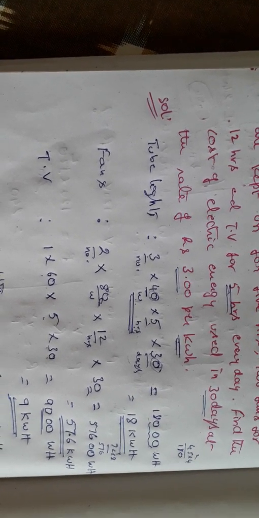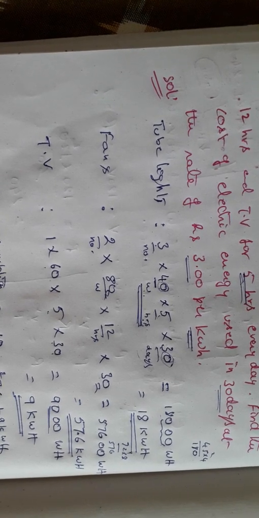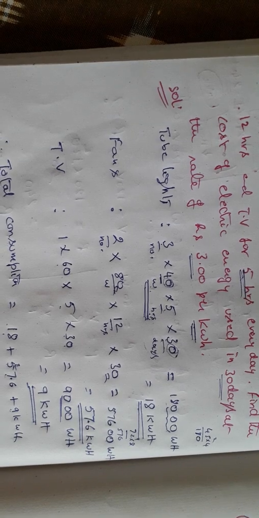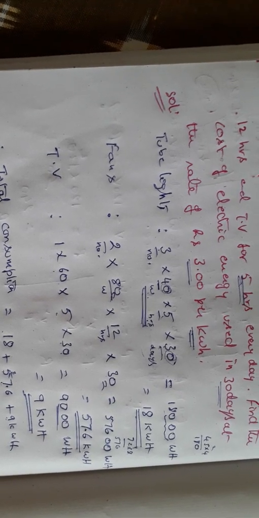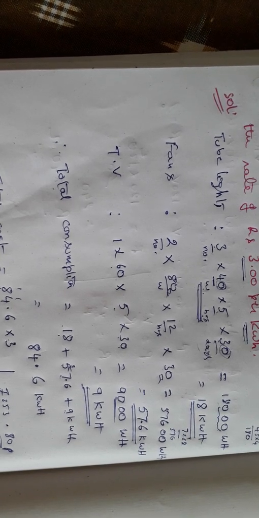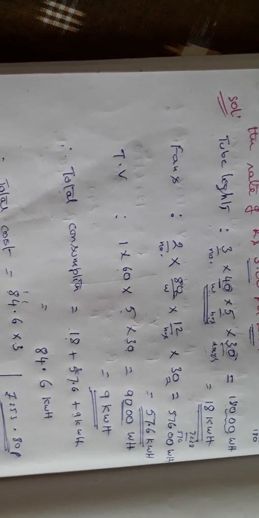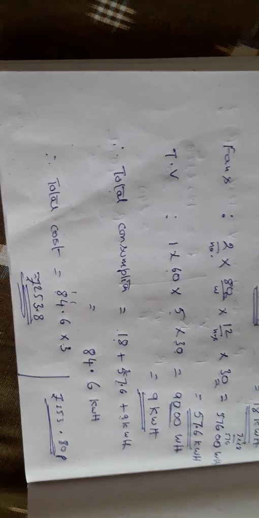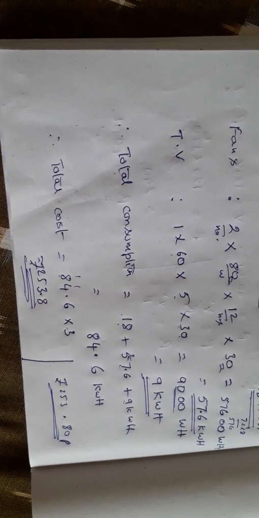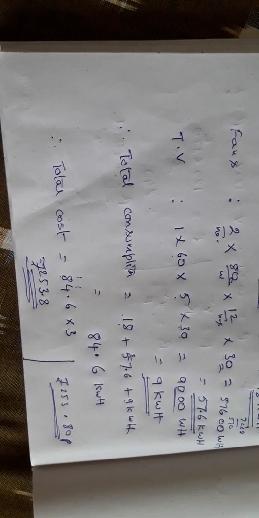Okay children, so we have determined for tube lights we got it to be 18 kilowatt hour, fans 57.6 kilowatt hour, TV 9 kilowatt hour. Then after finding individually, we added all that for total consumption. After the total consumption is done, we multiplied with the cost and we got it to be rupees 253 and 80 paisa to be the total cost for the electrical energy we consumed.